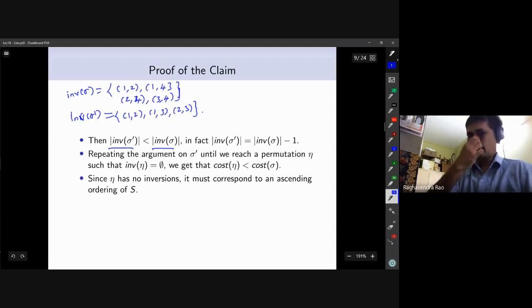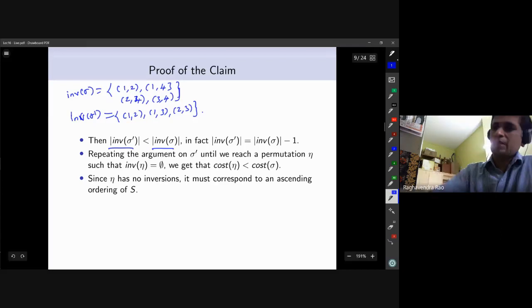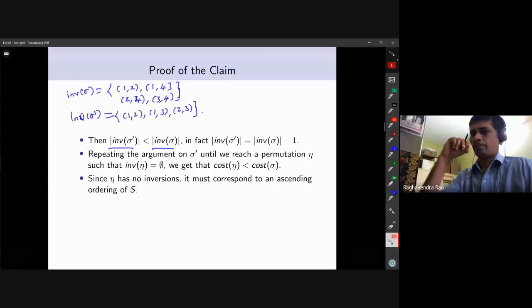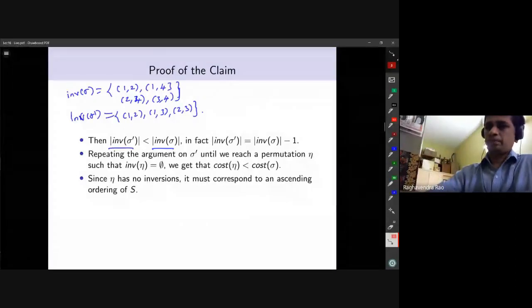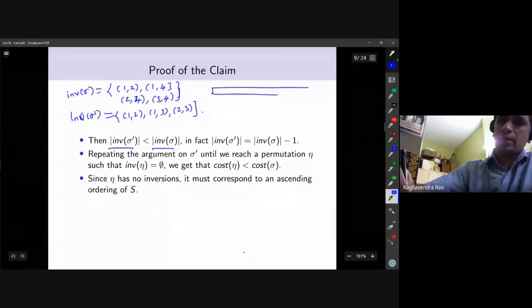So what has happened? The number of inversions has gone down. So the number of inversions in sigma prime is 1 less than the number of inversions in sigma. Is that clear to everybody? Why is that happening?